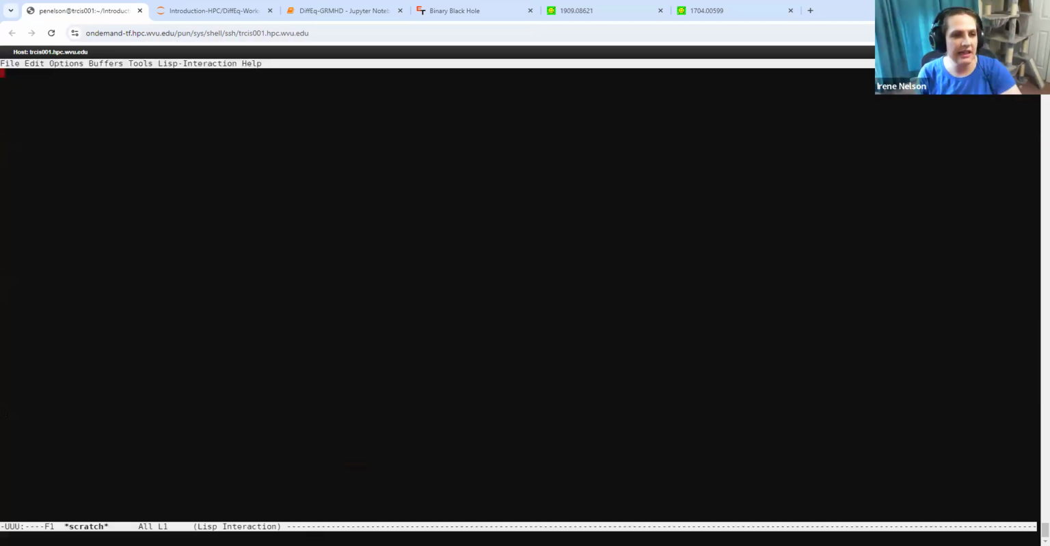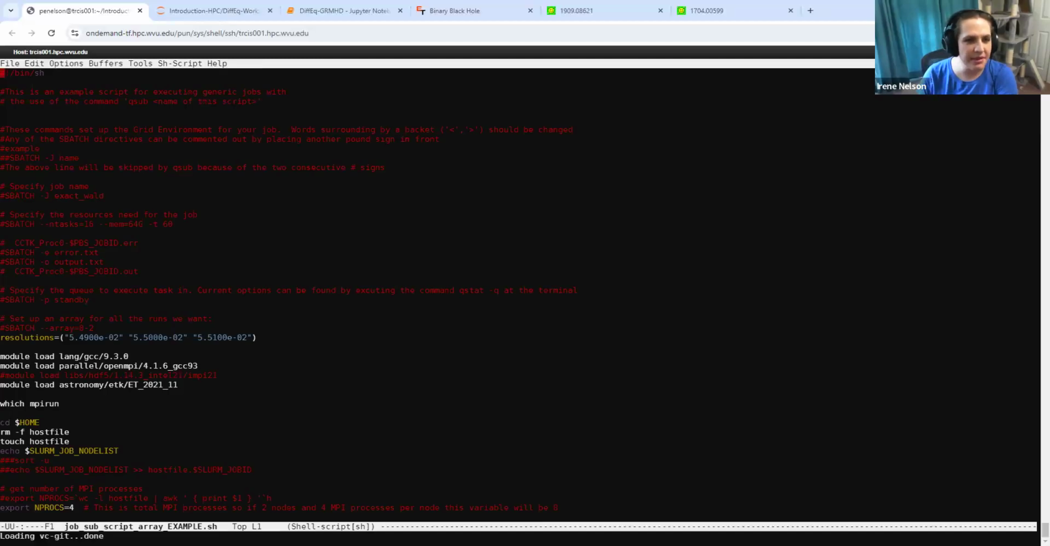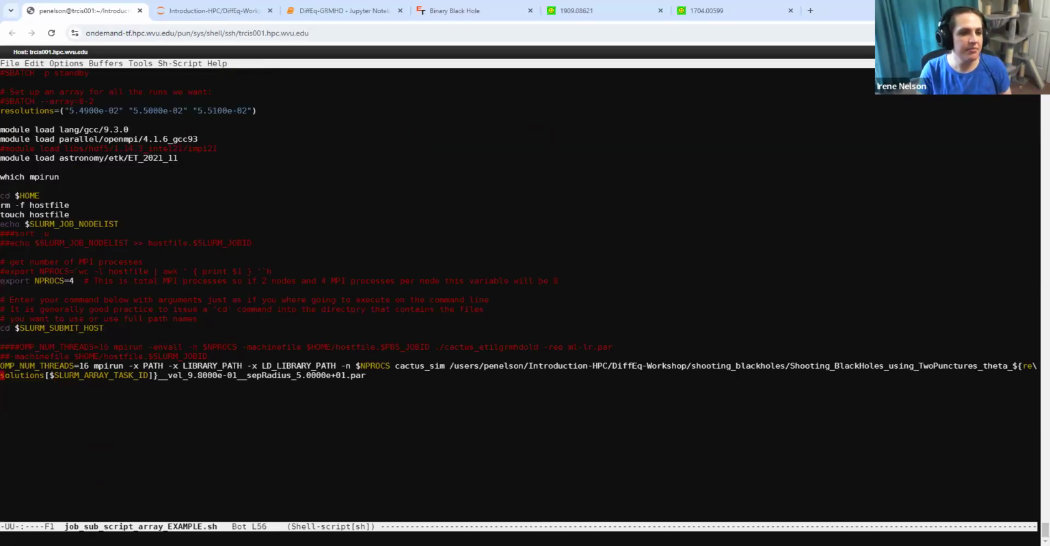So if we take a quick look at that, it's pretty much the same as the one for the single case. The important differences are that we use the array option here. And for this example script, I just have 3 different cases. So the array index that Slurm will iterate over is going to go from 0 to 2.